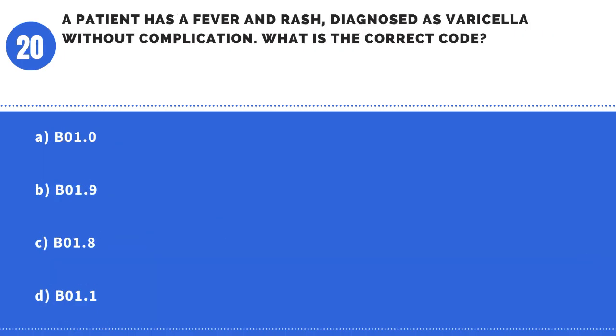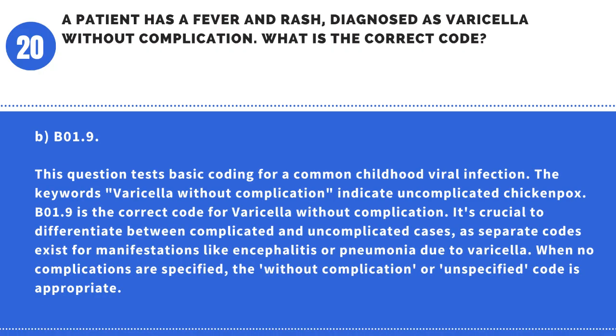Question 20. A patient has a fever and rash, diagnosed as varicella without complication. What is the correct code? A. B01.0. B. B01.9. C. B01.8. D. B01.1. Answer B.